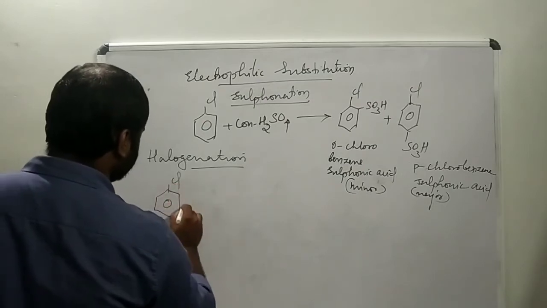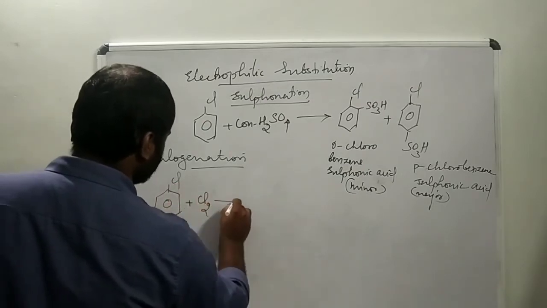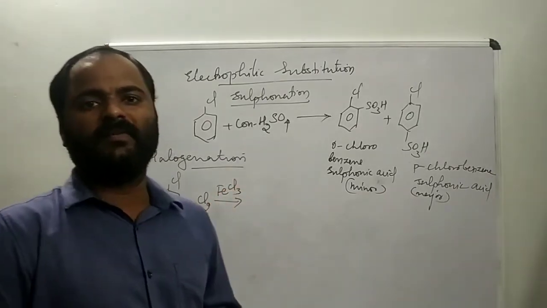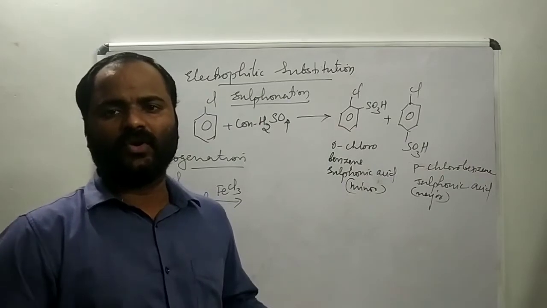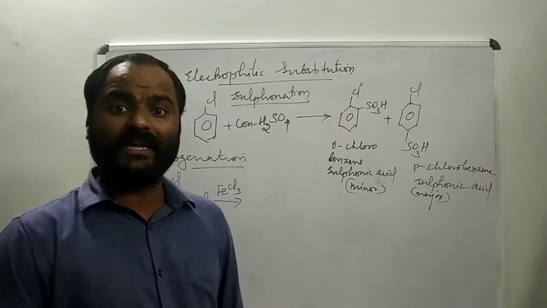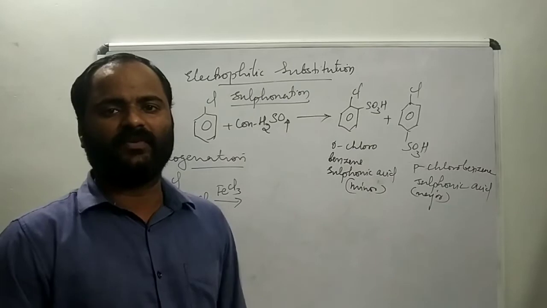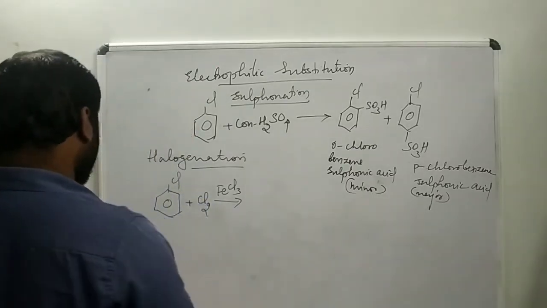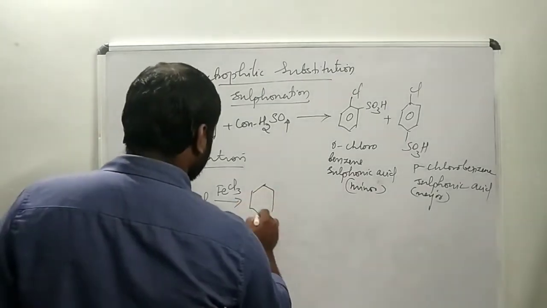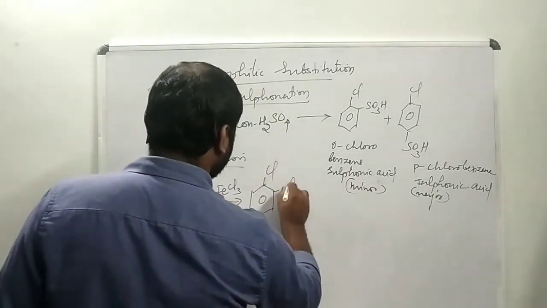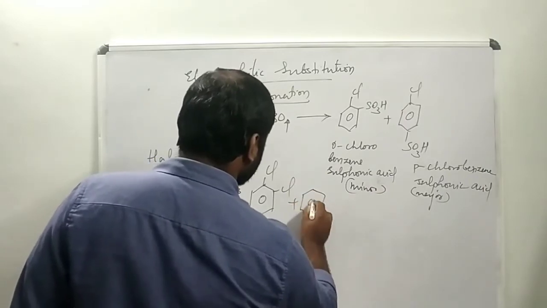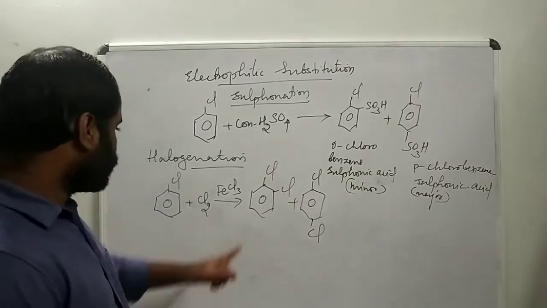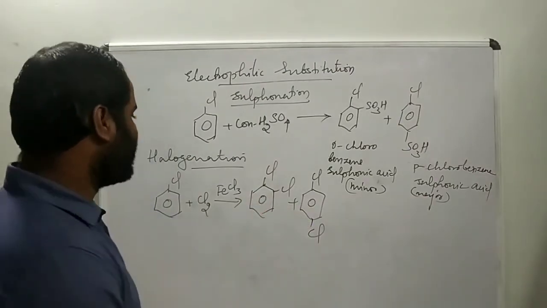When chlorobenzene reacts with chlorine in presence of FeCl3, ferric chloride, you are getting ortho-chloro and para-chloro products. Okay, so you have two products. That means this is orthodichlorobenzene, this is para-dichlorobenzene.